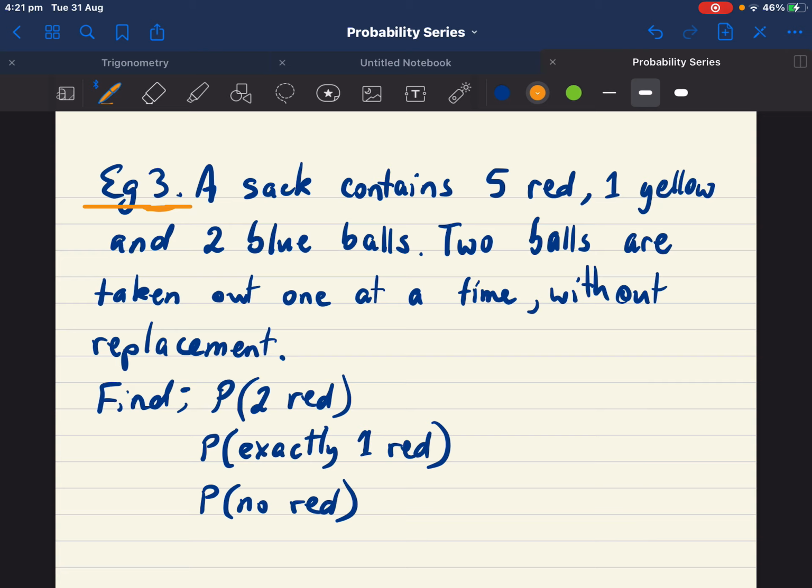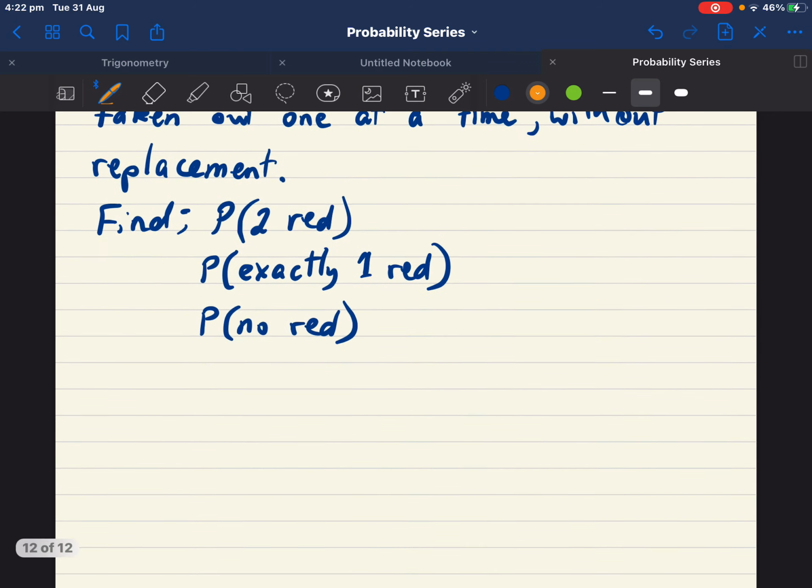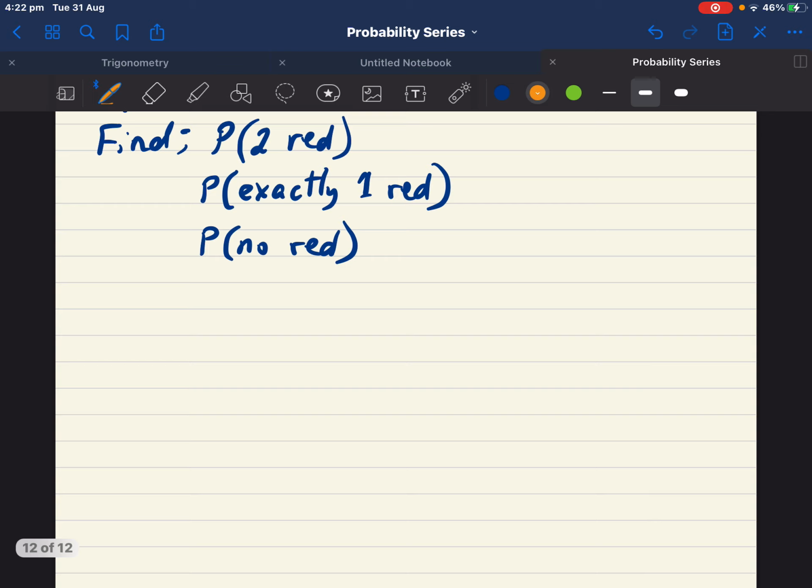All right, so these are our questions. We're trying to find the probability we get 2 red balls, the probability we get exactly 1 red, and the probability we end up with no reds. So they're asking us to find 3 probabilities. We know not to even worry about the probabilities yet. Once we've got our sample space set up, those probabilities are going to be somewhat of a joke. All right, so let's have a look at our tree diagram.